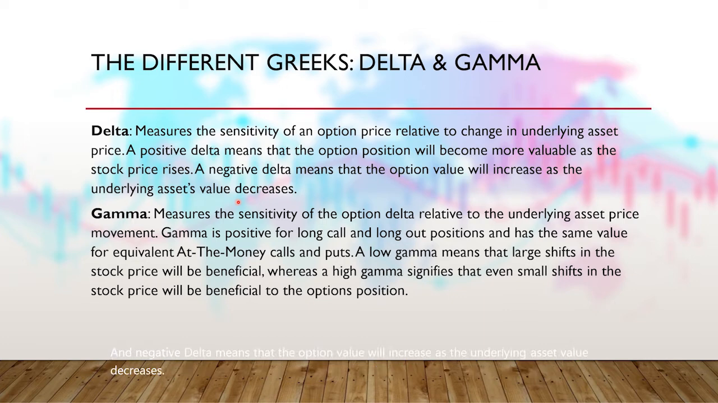Gamma measures the sensitivity of an option's delta relative to the underlying asset price movement. Gamma is positive for long calls and long puts, and has the same value for equivalent at-the-money calls and puts. A low gamma means that a large shift in the stock price will be needed to be beneficial, whereas a high gamma signifies that even small shifts in the stock price will be beneficial to the option position.